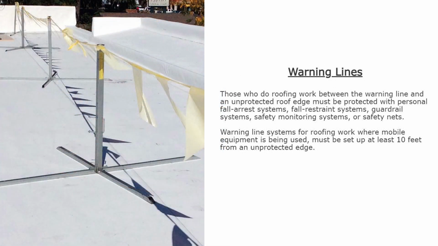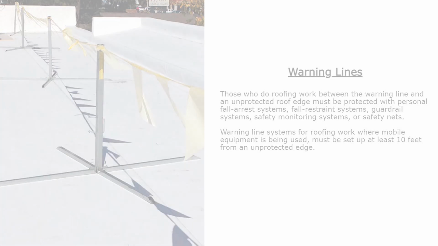Warning lines. Those who do roofing work between the warning line and an unprotected roof edge must be protected with personal fall arrest systems, fall restraint systems, guardrail systems, safety monitoring systems, or safety nets. Warning line systems for roofing work where mobile equipment is being used must be set up at least 10 feet from an unprotected edge.